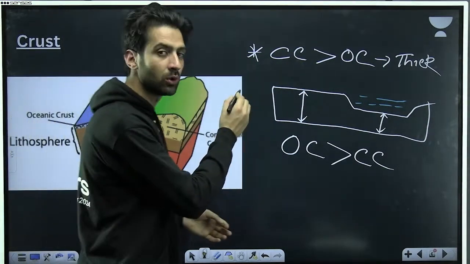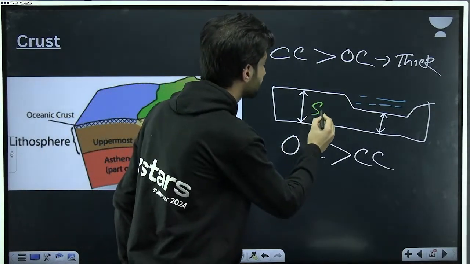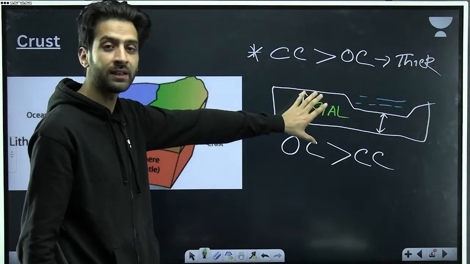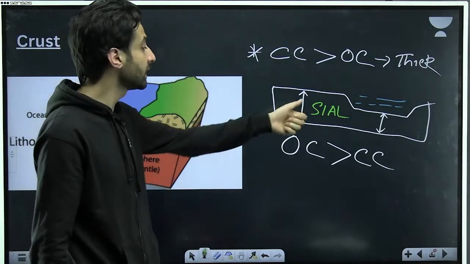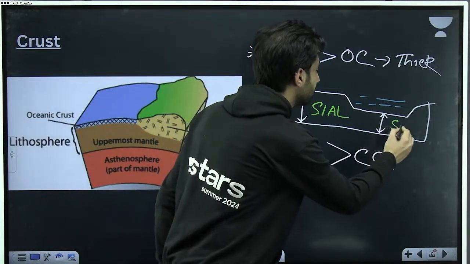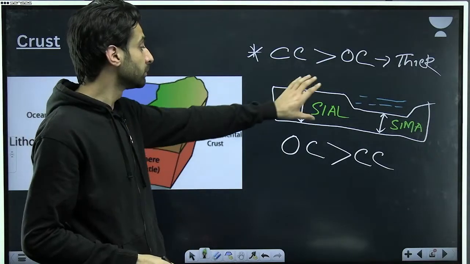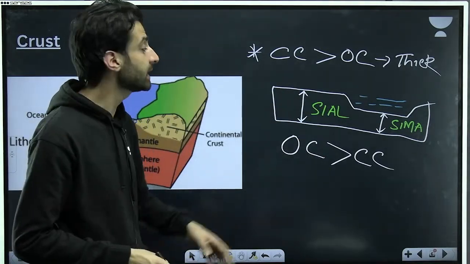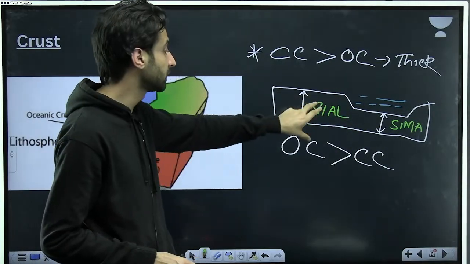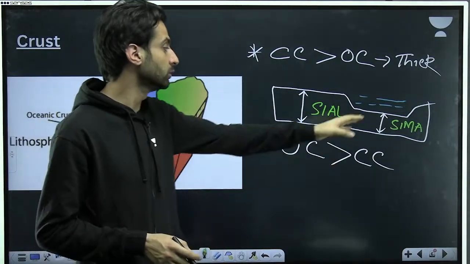Why? Because the oceanic crust is made up of silicon and magnesium, called Sima, whereas the continental crust is basically made up of silicon and aluminium, called Sial. So the important point you need to know is that the composition of continental crust is different as compared to oceanic crust, and the oceanic crust is more dense as compared to continental crust, even though the continental crust is thicker as compared to oceanic crust.